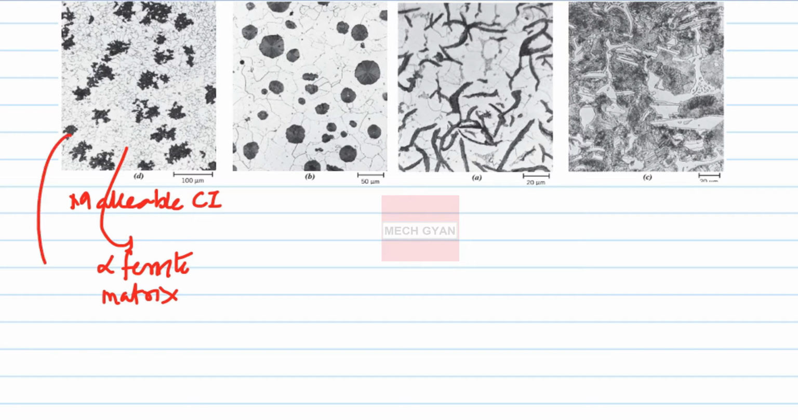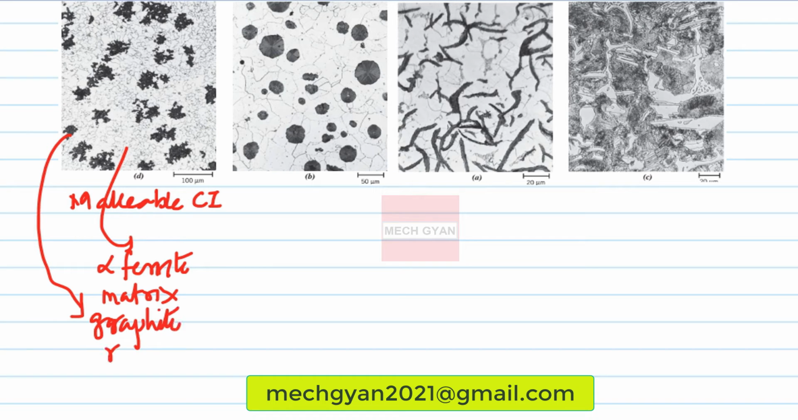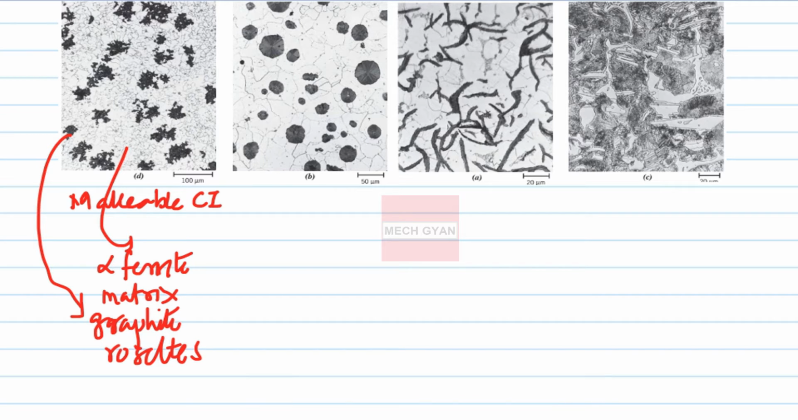So the first one is basically malleable cast iron. Here are graphite rosettes. These are basically graphite rosettes in an alpha ferrite matrix. So these are the alpha ferrite matrix, and these are graphite rosettes. So basically this is the answer to our question.